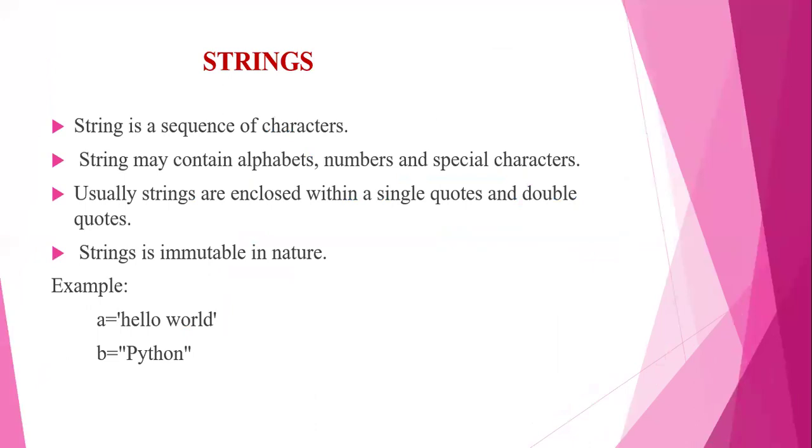As we all know, strings are a sequence of characters, and the characters may contain alphabets, numbers, or any other special characters like dot, and operator, etc. Usually, we enclose strings in single quotes, double quotes, or also in triple quotes. Strings are immutable in nature, that is, they cannot be changed. Example, here we are taking a string hello world in single quotes and assigning it to variable A, and the string Python in double quotes and assigning it to variable B.